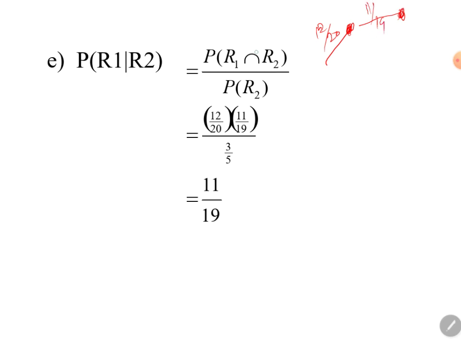That is the intersection. And then what is the probability of R2? This one we got in question D, so it is equal to 3 over 5. Just multiply and divide these values. So we get the probability of R1 given R2 is equal to 11 over 19. It is a bit tricky, but you need to understand that using the tree diagram, it actually gives the conditional probability already. To get the intersection between the events, you just have to multiply along the branches. And for the total probability, you can just add up between the branches. So that's all for chapter 8 on probability. Thank you.